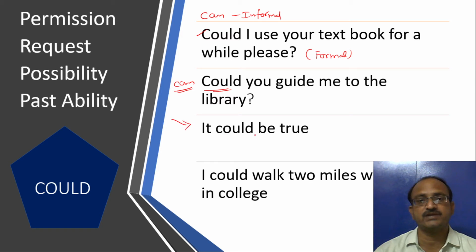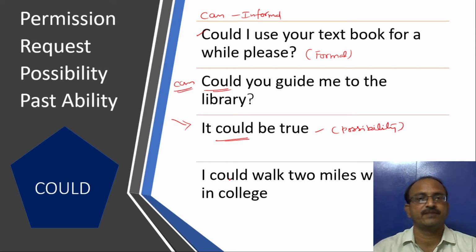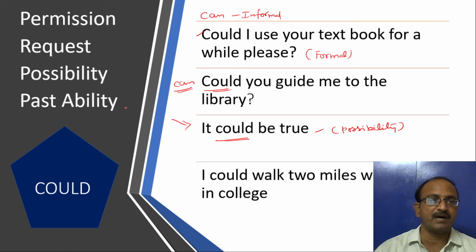Possibility. It could be true. Here, could tells possibility. With what purpose do I use it? Possibility purpose. So we have possibility. You understand? It could be true. That is a possibility. Okay, so next, past ability.